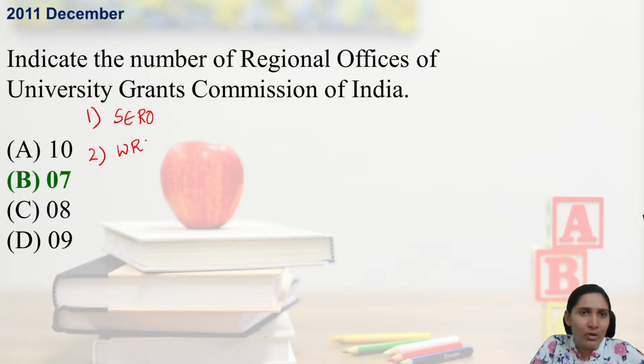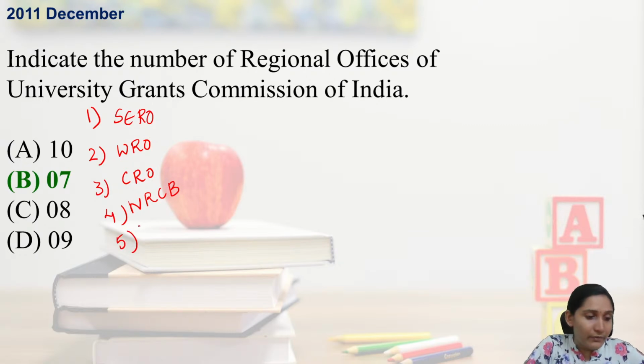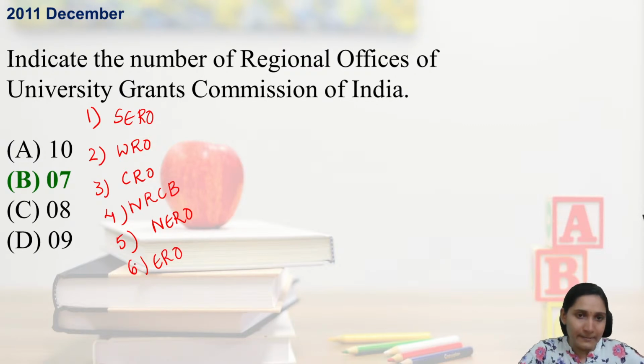Next is WRO, Western Regional Office. Third one is CRO, Central Regional Office. The fourth one is NRCB, which is Northern Region College Bureau. Fifth is NERO, Northeastern Regional Office. And sixth one is ERO, which is Eastern Regional Office. And seventh one is Southwest Regional Office, SWRO. So these are the 7 regional offices.